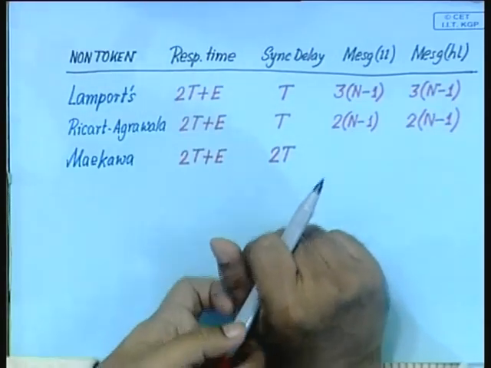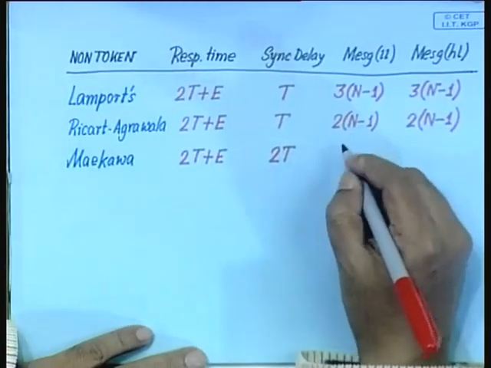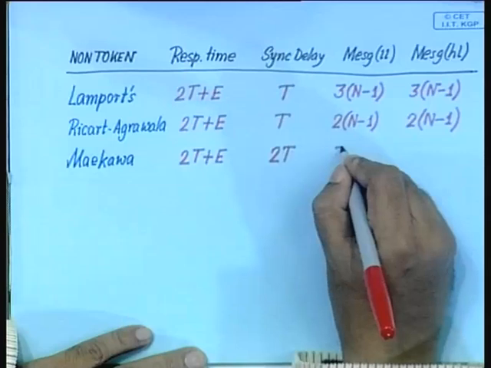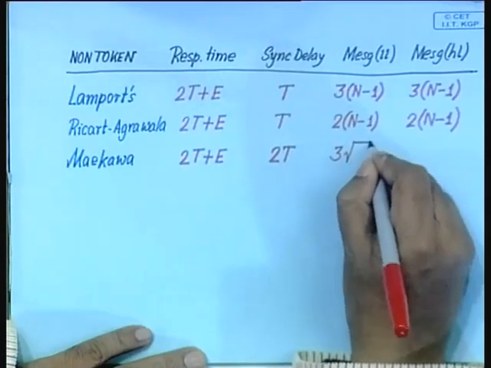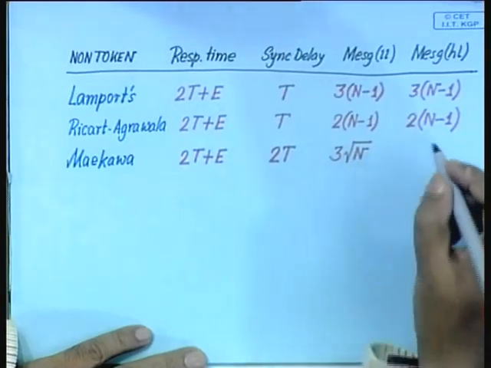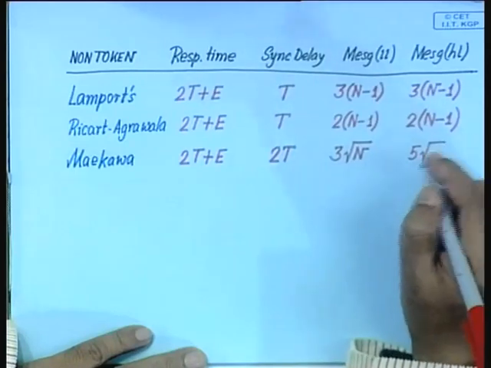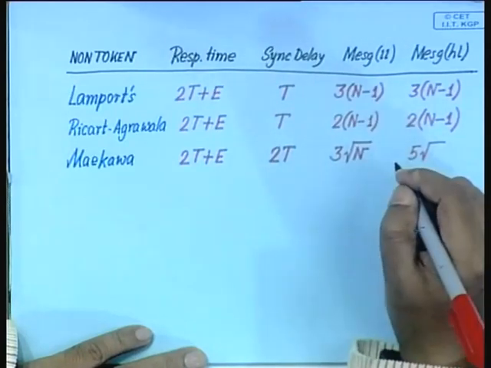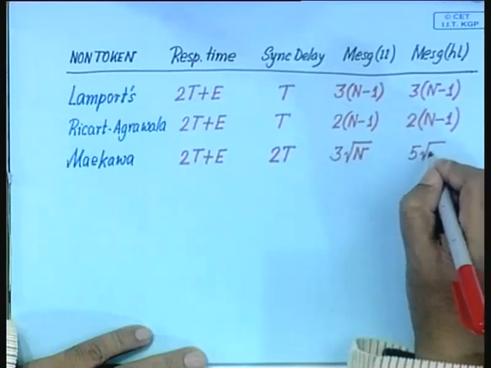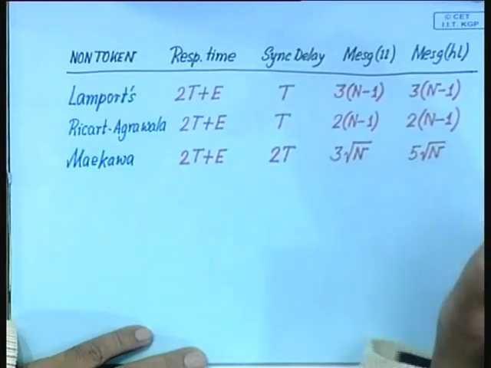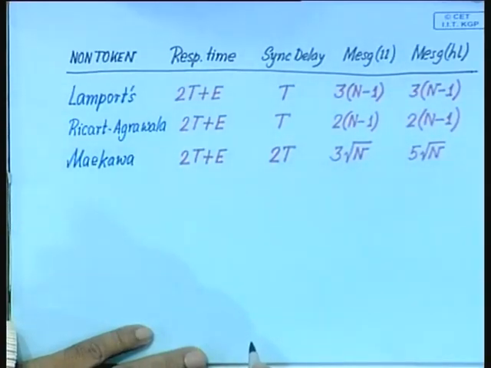to the other side. What is the message complexity? Under low load, if you do not use the deadlock detection, 3 root n. Otherwise, if you use deadlock detection, you will have those additional inquire and yield or failed messages. So, that is going to take 5 root n number of messages.